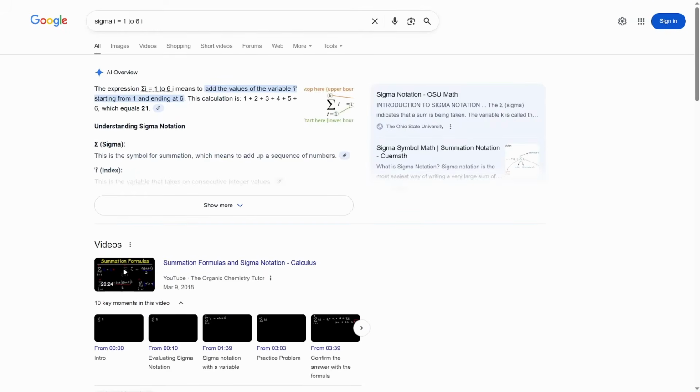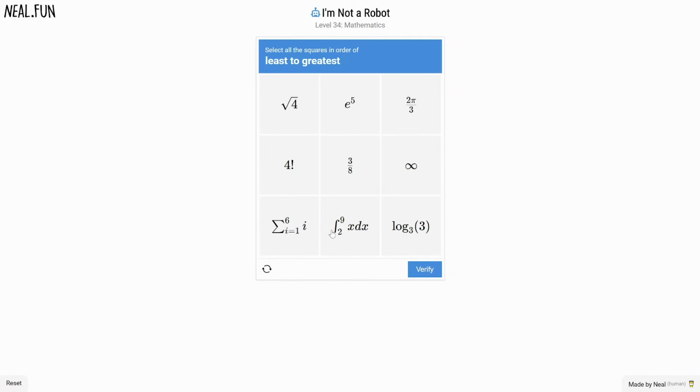So here, as you can see, we get an explanation of what we have to do, and it also gives us the result, which is 21 in this case. So let's do this one right here next.